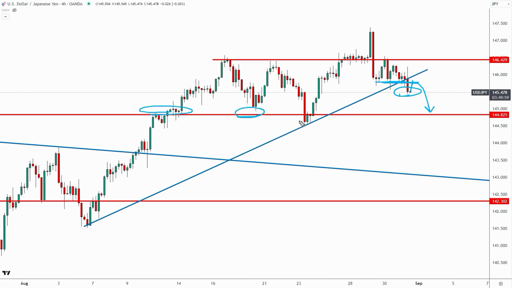This area has been a pivot for this pair for quite some time, so this is going to be an area to watch. Now, we will take a look at the JPY index next.